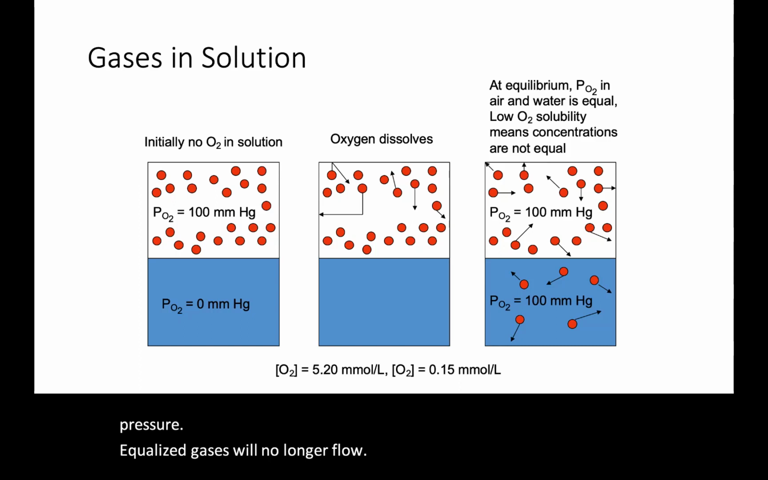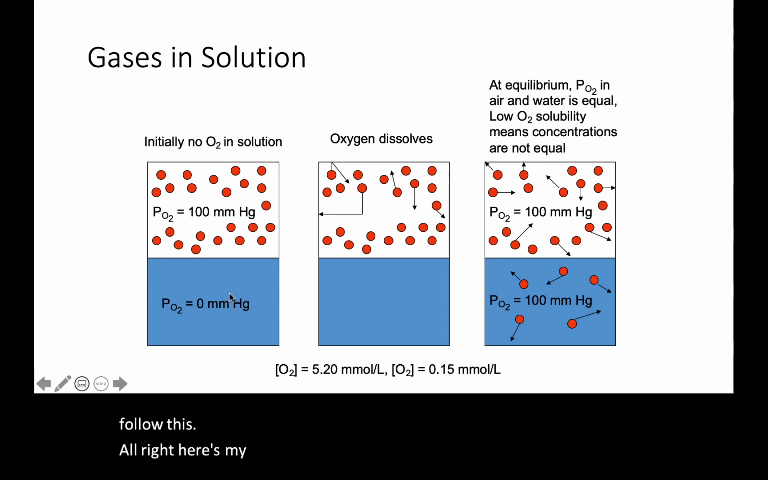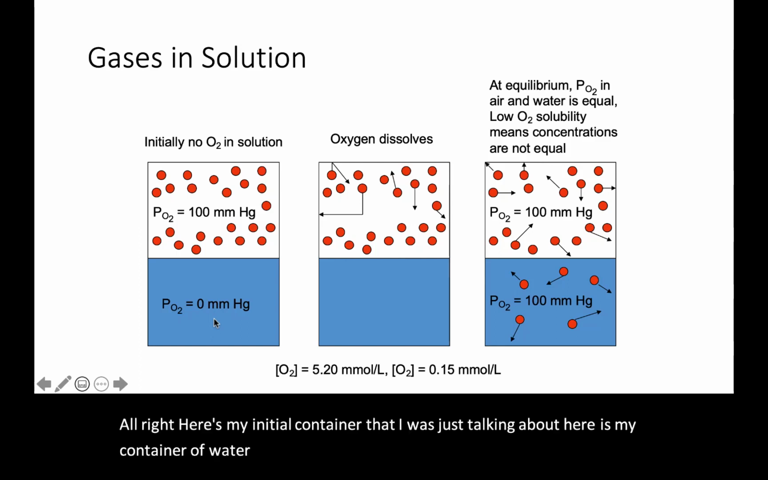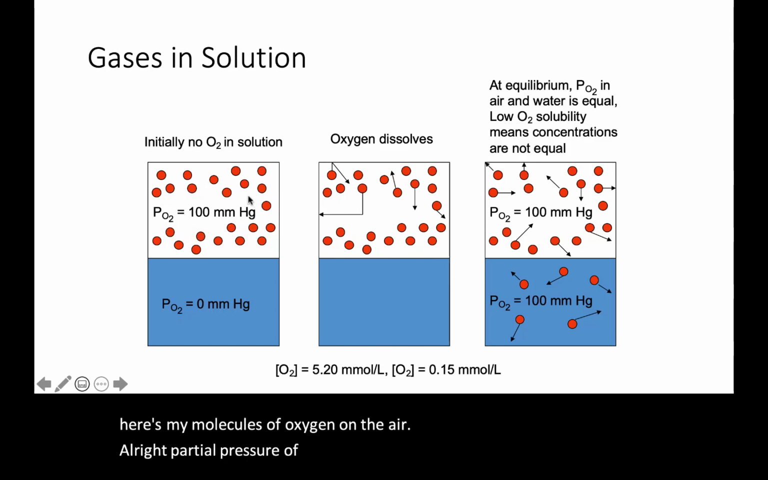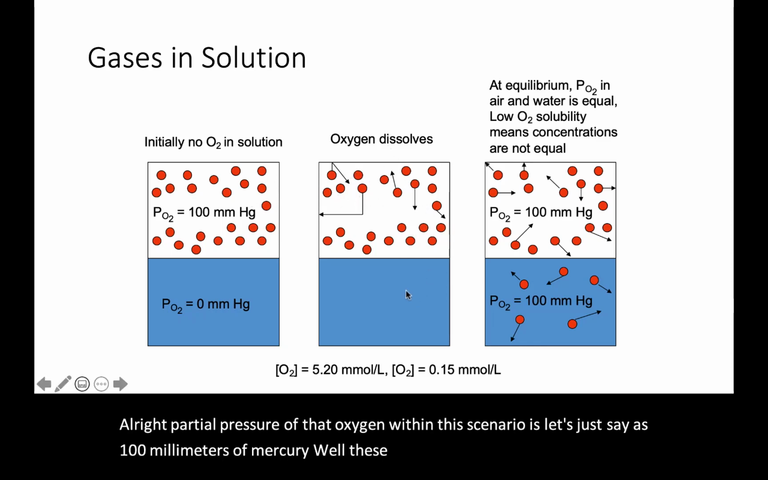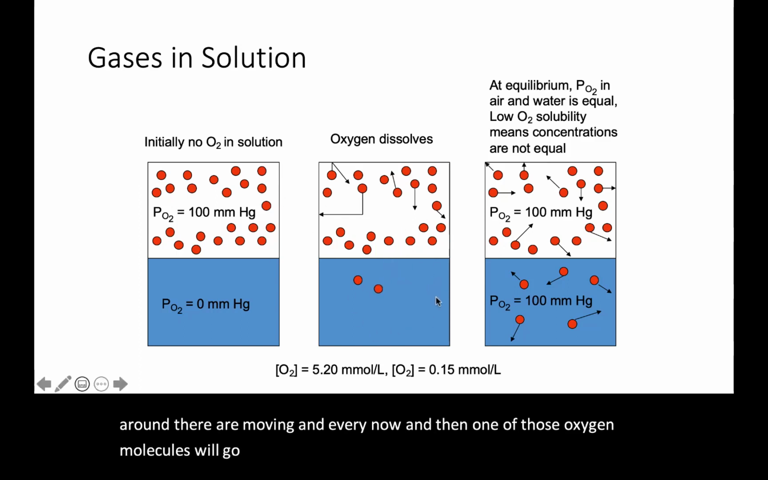And so that's what this diagram is showing. So if we follow this, here's my initial container that I was just talking about. Here's my container of water. It's got 0 millimeters of mercury of oxygen in there. And here are my molecules of oxygen in the air. Partial pressure of that oxygen within this scenario is, let's just say, 100 millimeters of mercury. Well, these oxygen molecules are banging around, moving. And every now and then, one of those oxygen molecules will actually move into the water.